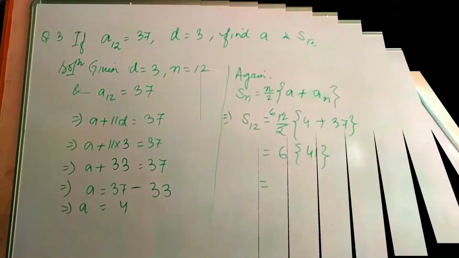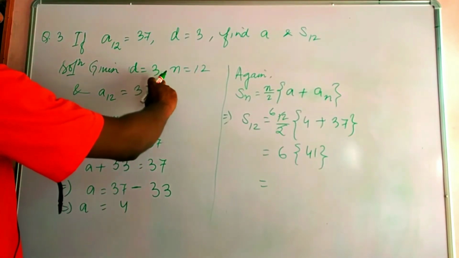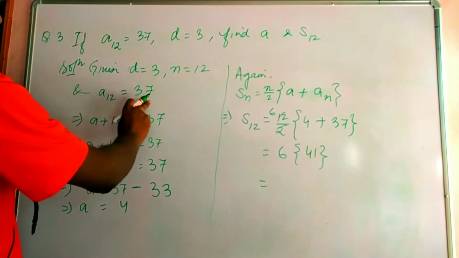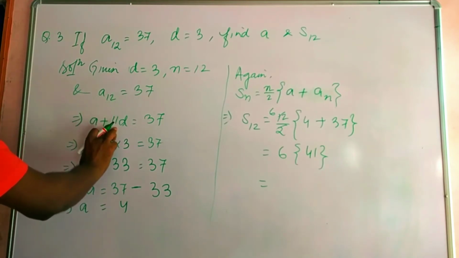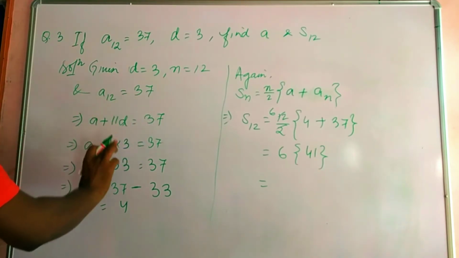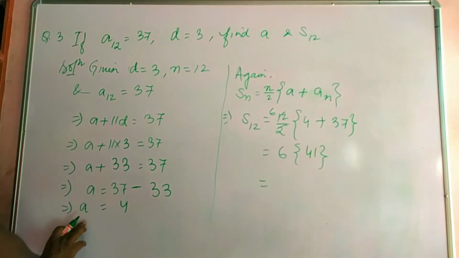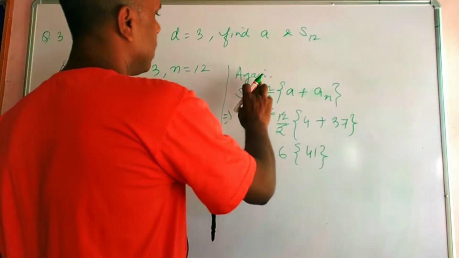The problem is, if a12 equal to 37, d equal to 3, find a and S12. Given d, we shall write first, 3, and we have 12 terms, and a12 equal to 37. Since it is 12, it will become 11d. a plus 11d equals 37. We put the value of d, calculate it, and find the value of a as 4. Again, we shall find S12.